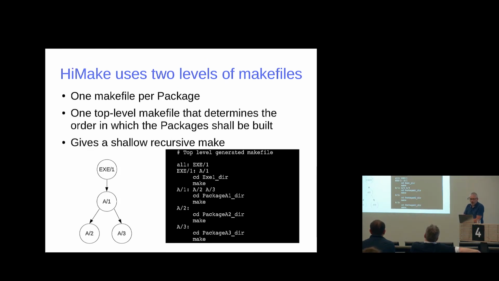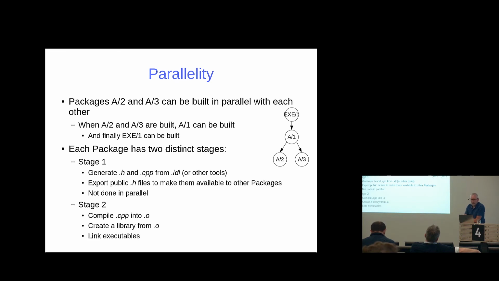So instead, HiMake uses 2 levels of makefiles. There's one makefile per package, and one top-level makefile that determines the order in which a package shall be built, and that gives rise to a shallow recursive make. So if you've got this simple DAG there, you will end up with a makefile like this. And when it comes to parallelism, we can observe that packages A2 and A3 can be built in parallel with each other. And when A2 and A3 are built, A1 can be built, and then finally X1 can be built.